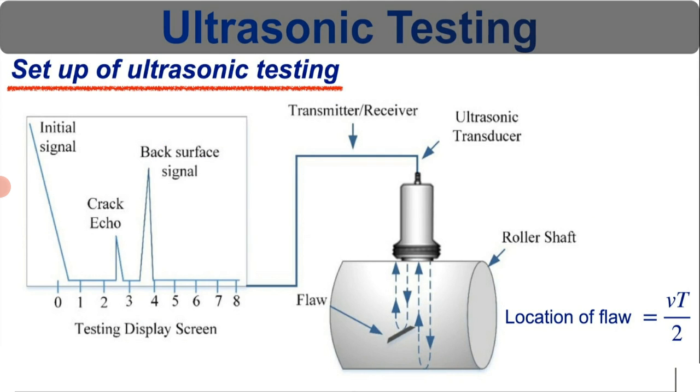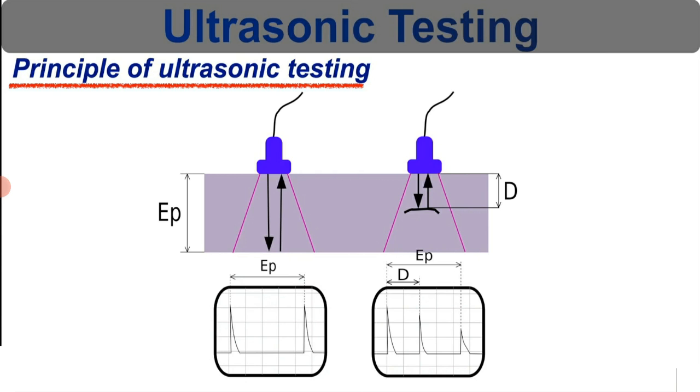Setup of ultrasonic testing. Here the testing display screen is attached to the transmitter or receiver, then the ultrasonic transducer, then the flaw or roller shaft, and the location of the flaw is vT/2. Principle of ultrasonic testing.